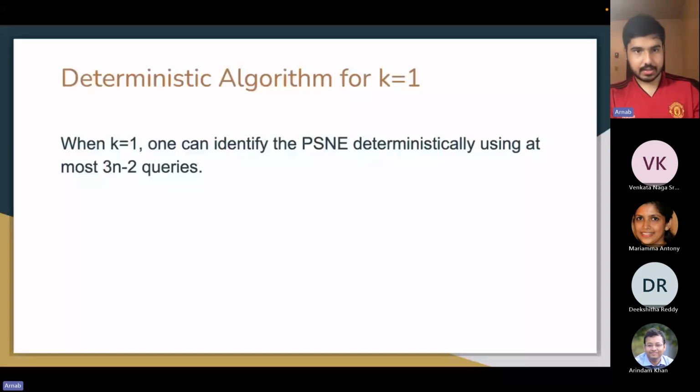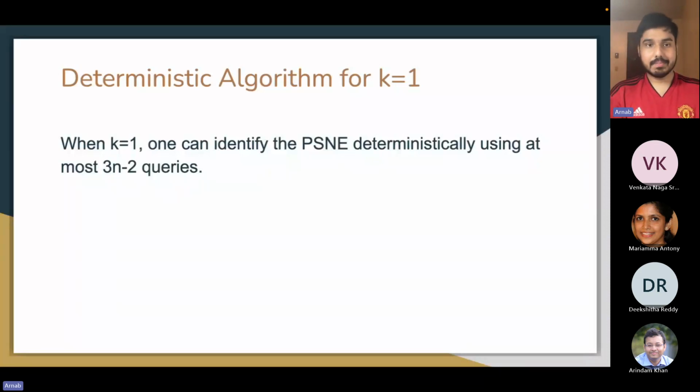But for k equal to 1, what we showed is that you can identify the pure strategy Nash equilibrium using just 3n minus 2 queries. I'm not going to explain the algorithm here. This was kind of a puzzle question. To verify whether an entry is a pure strategy Nash equilibrium, which is essentially whether the entry is the unique least in its row and unique highest in its column, you need 2n minus 1 queries because you need to query the row and the column. But here we are saying that within 3n minus 2 queries, you can actually find this PSNE.